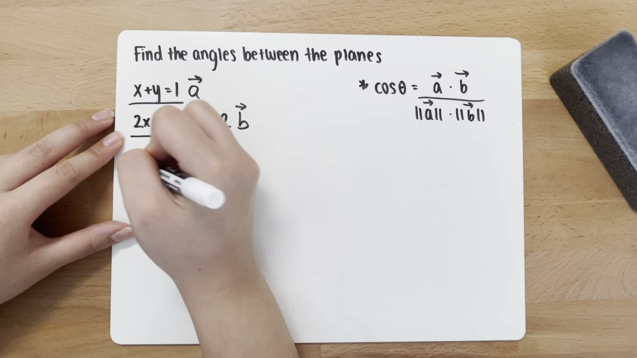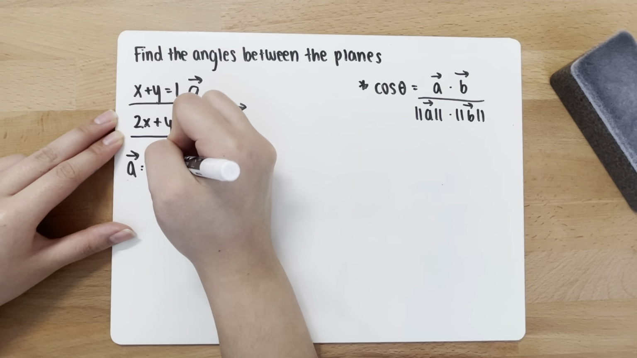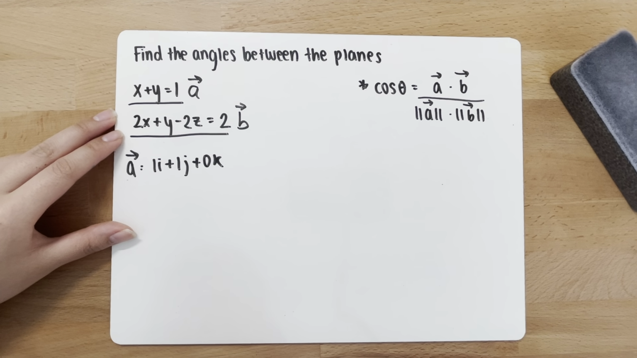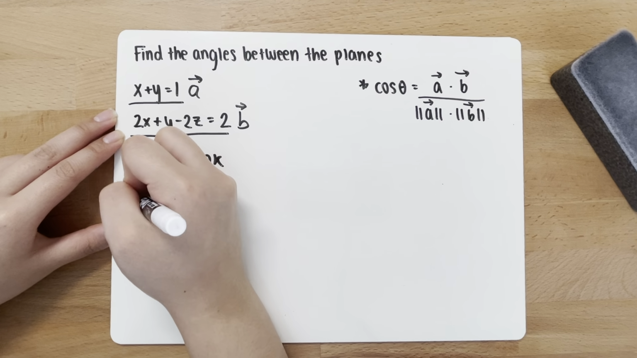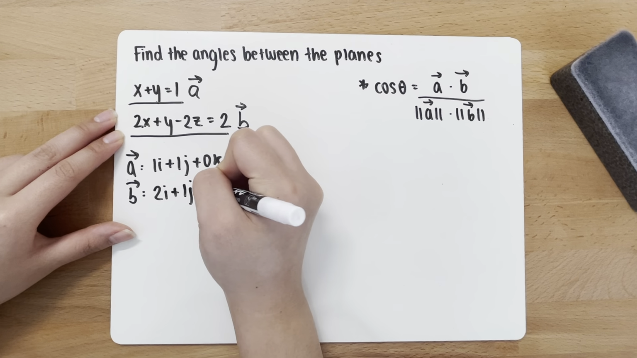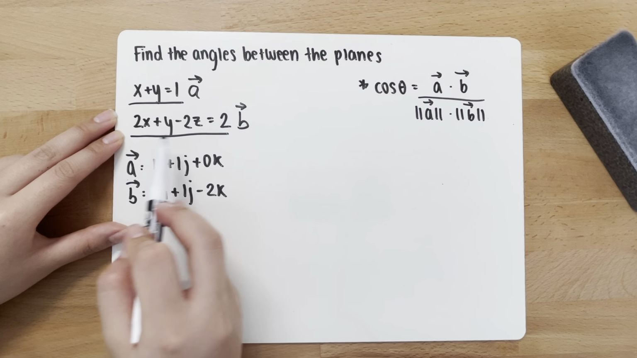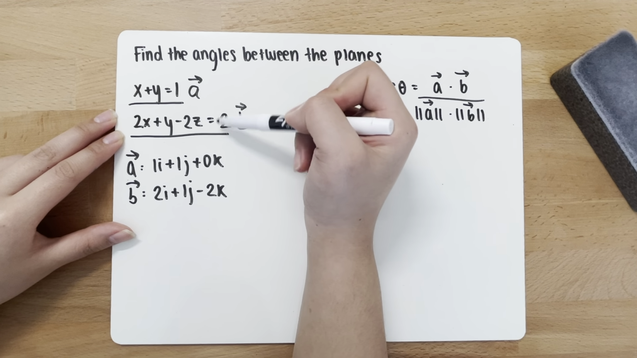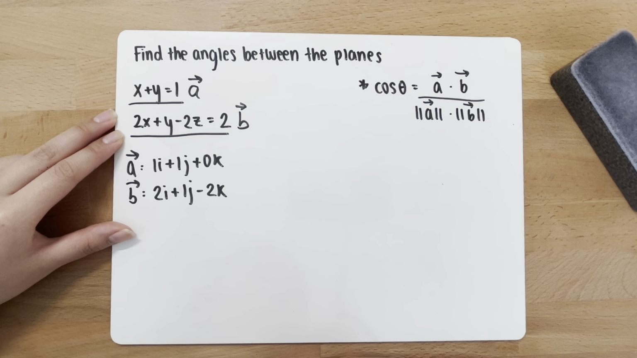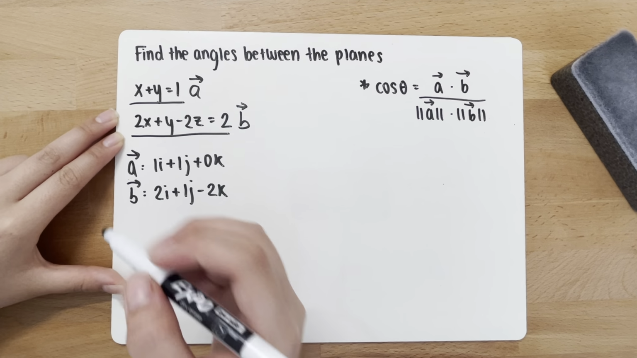So for vector A, to turn it into vector form, it would be 1i plus 1j plus 0k. And to turn vector B into vector form, it would be 2i plus 1j minus 2k. I get these coefficients from the coefficients right here. And these numbers after the equal sign don't matter because you don't need them to make a vector form. Once you get two of these vectors, you want to find their dot product.